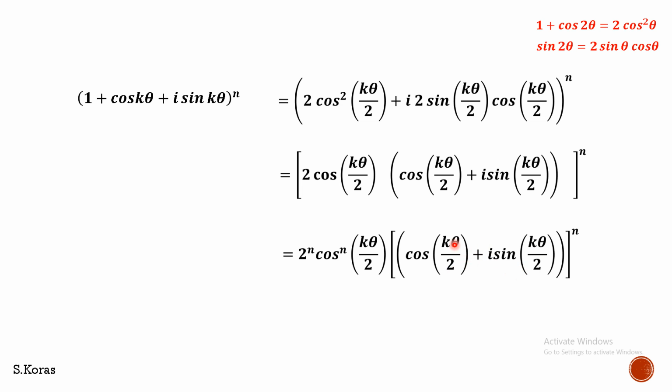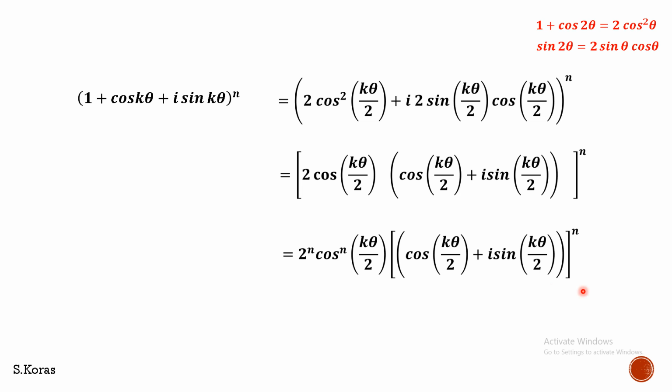The angles should be the same, two angles are the same. And in the real part we must have cos. Yes, in the real part we have cos. And in the imaginary part we must have the sine. Yes, in the imaginary part we have sine. So now we can apply De Moivre's theorem very easily.